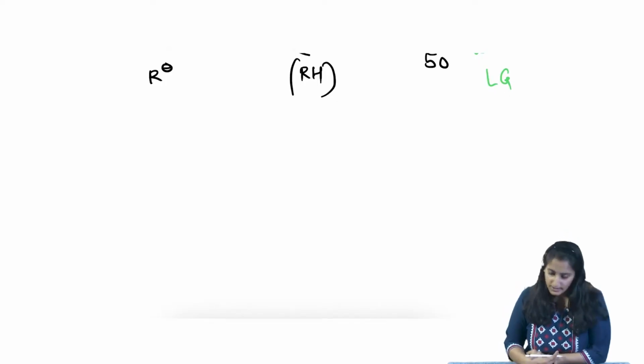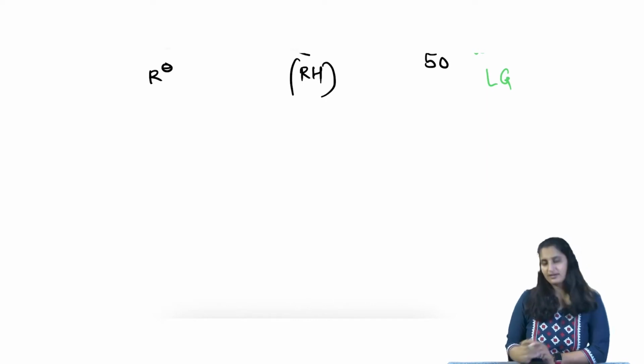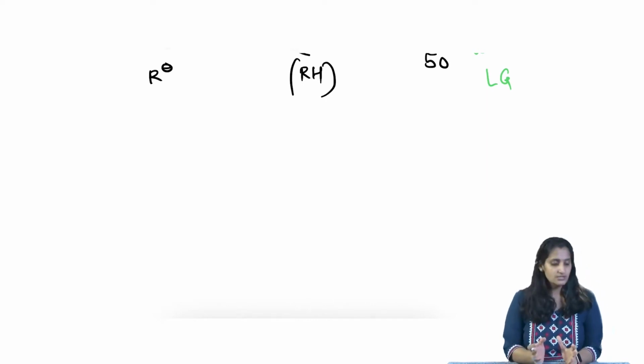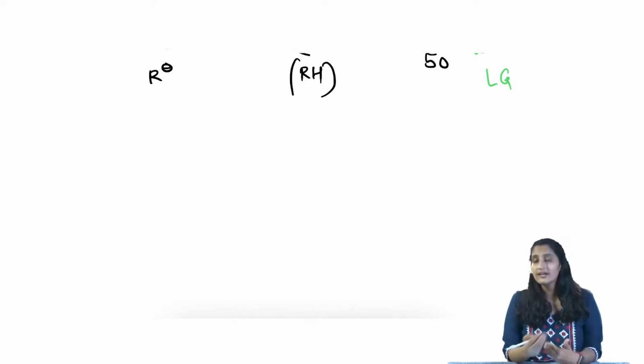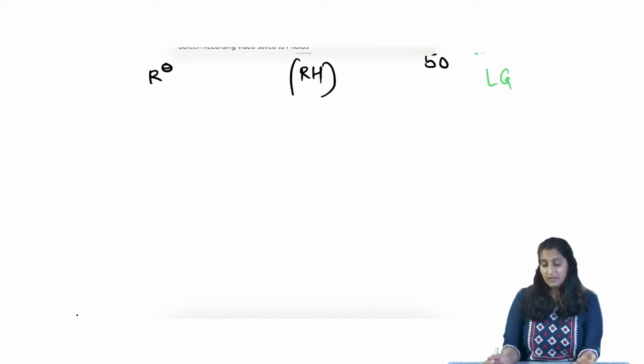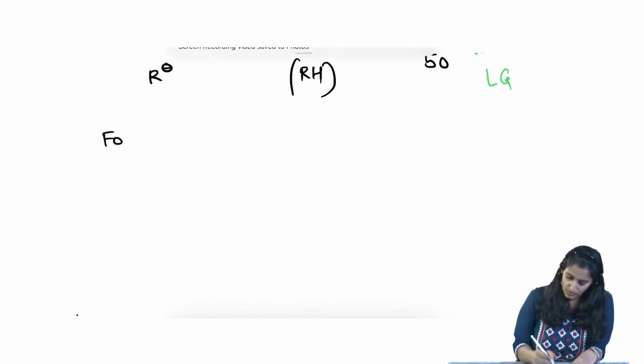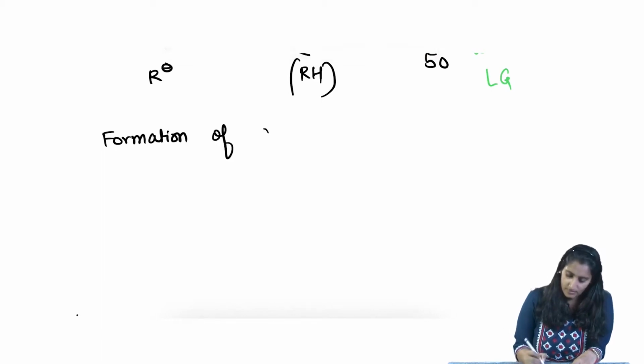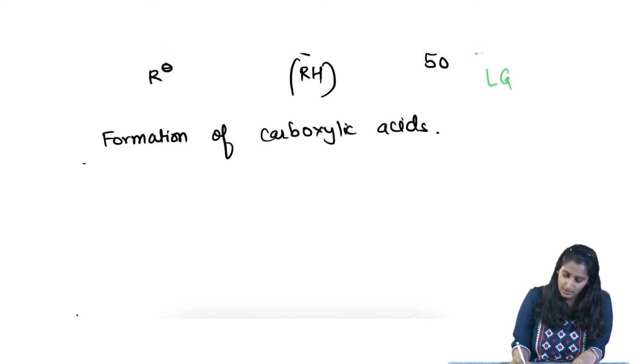So, the other reactions that I wish to discuss in this chapter are the reactions of carboxylic acids or their derivatives, some of the important reactions that we do or use in everyday life. We have one of the reactions as formation of carboxylic acids. These are the reactions that we have discussed a little bit.